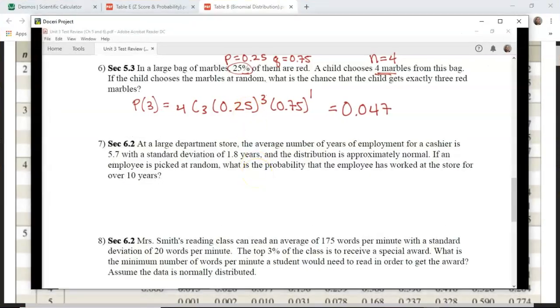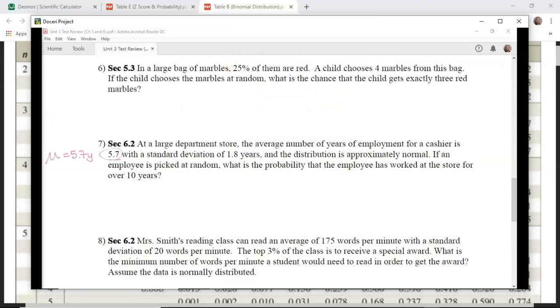Now for number 7 is where we transition into chapter 6, which was a continuous probability distribution and also a different table. And there's 4 problems here, 7, 8, 9, and 10. So at a large department store, the average number of years of employment for a cashier is 5.7. So immediately when we read that, that's my mu. That's the population average with a standard deviation of 1.8 years. So that's my sigma, and the distribution is approximately normal.